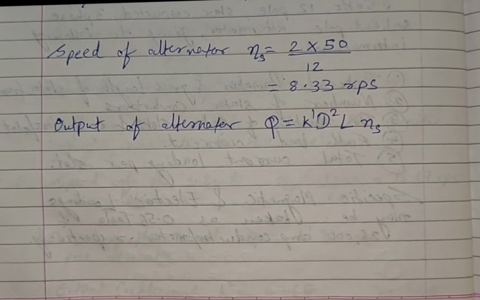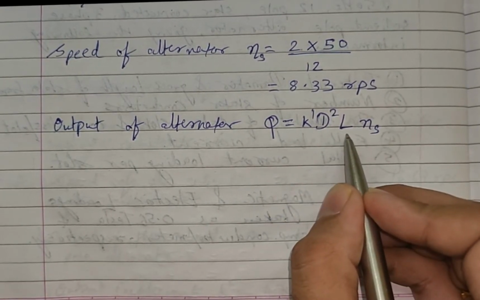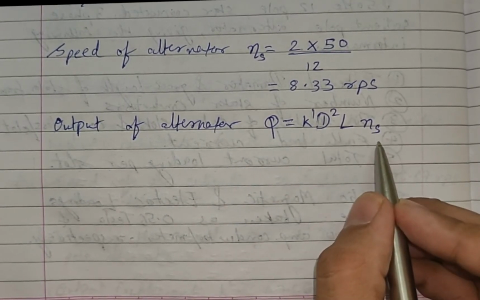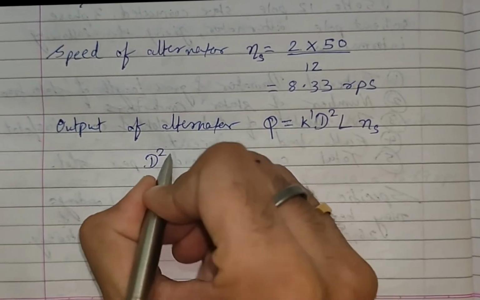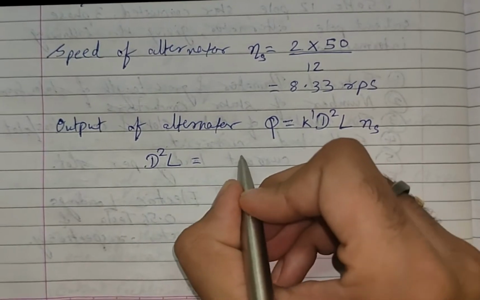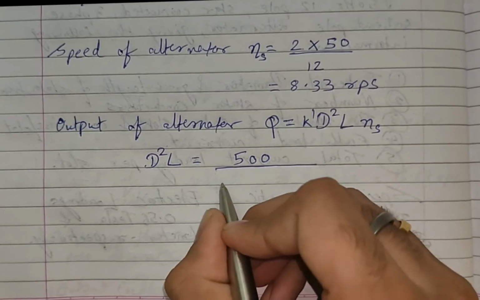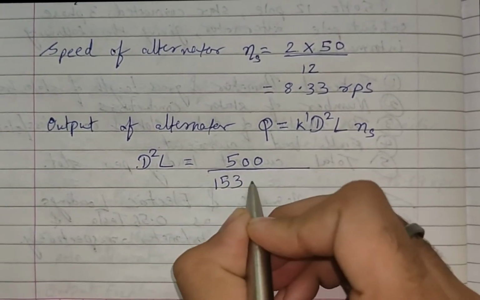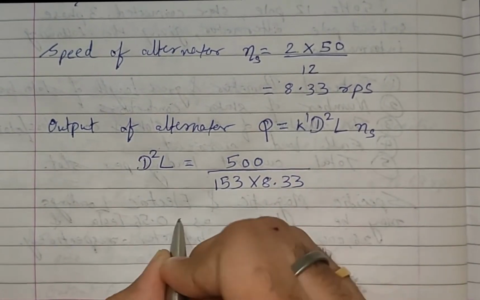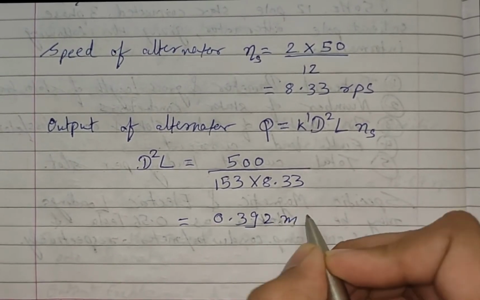Okay, so moving ahead, we don't know the value of D and L, but we know the value of Q, we know the value of K dash, and we know the value of ns. So making D square L the subject of the equation, D square L is equal to 500 divided by 153 multiplied by 8.33, which gives us the answer as 0.392 meter cube.